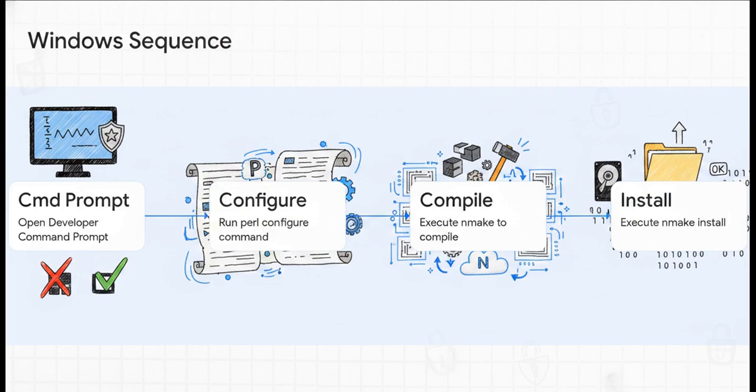You cannot use a standard Windows command prompt. It will fail. You must open the specific Visual Studio developer command prompt and run it as an administrator. From there, you run perl Configure with your target architecture, like VC-WIN64A for 64-bit, along with your directory flags. Then, instead of the Linux make command, Windows uses nmake to compile, followed by nmake install to deploy those binaries.